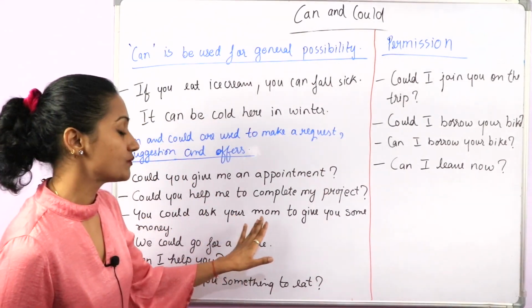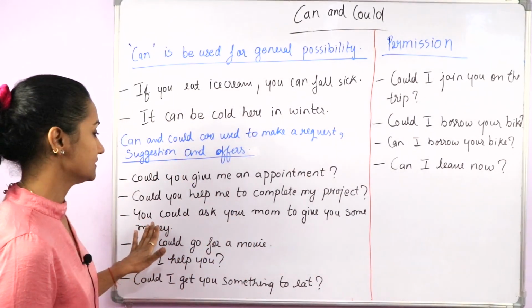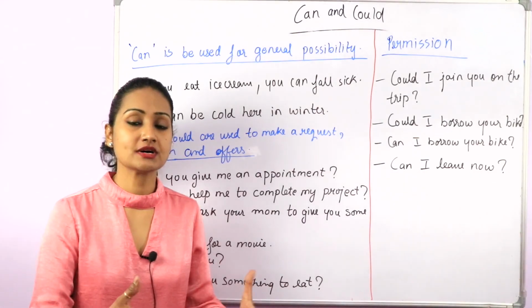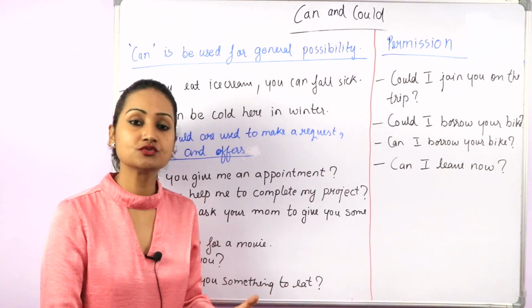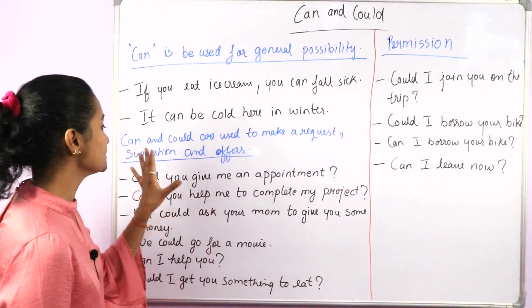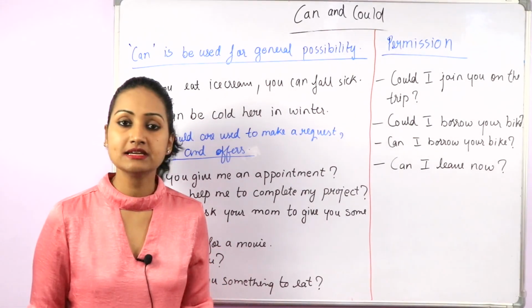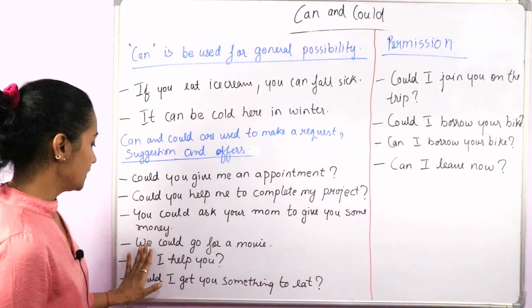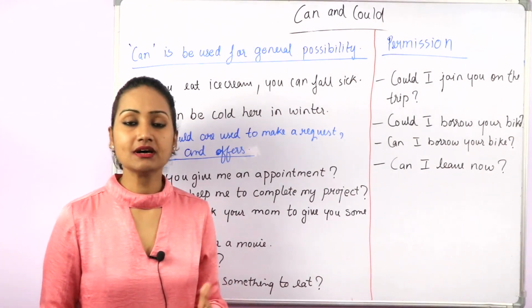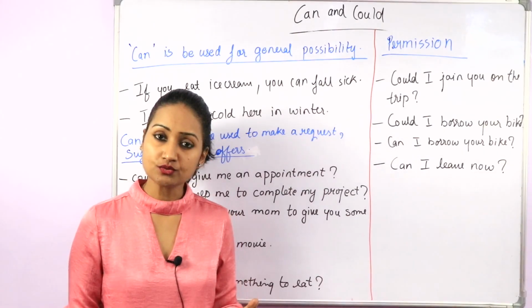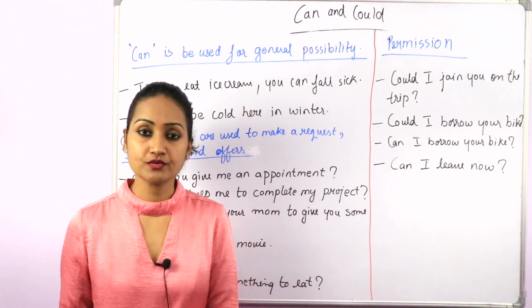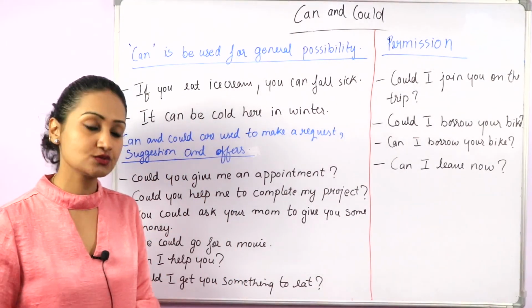You could ask your mom to give you some money. I need some money. Why don't you ask your mom? You could ask your mom to give you some money. So it's a suggestion. You are giving an advice to your friend or colleague. Okay? We could go for a movie. We all are getting bored. What should we do? We could go for a movie. So it's a suggestion. It's an advice.